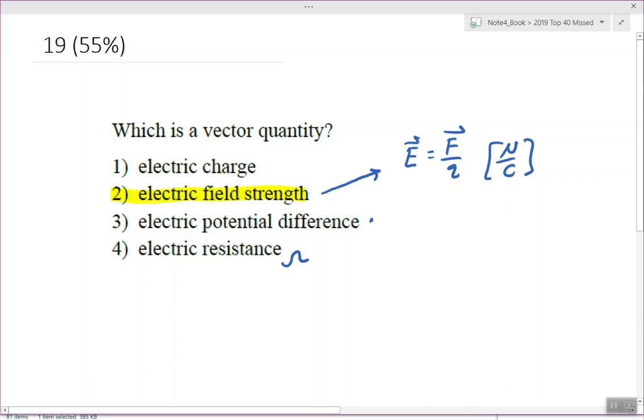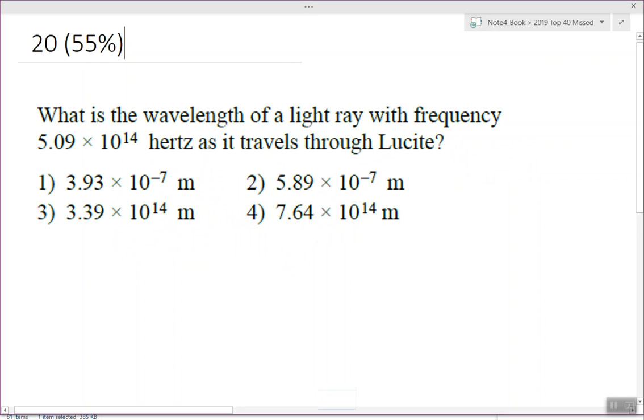This is in ohms, this is in volts, and this is obviously in coulombs. That's not a coulomb, that's charge. Coulombs.